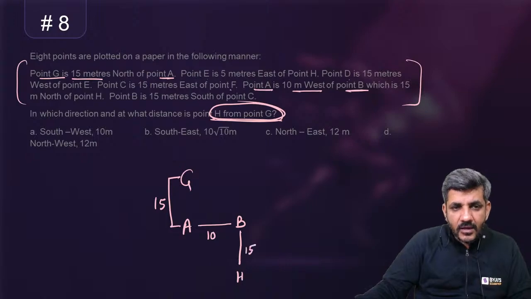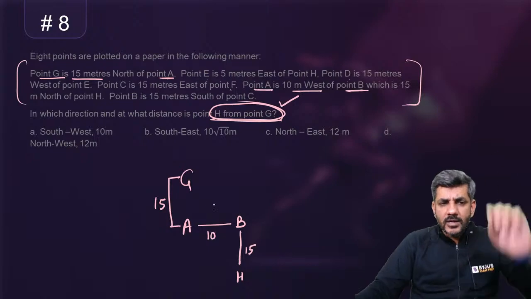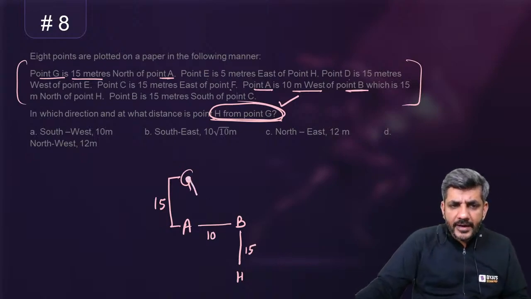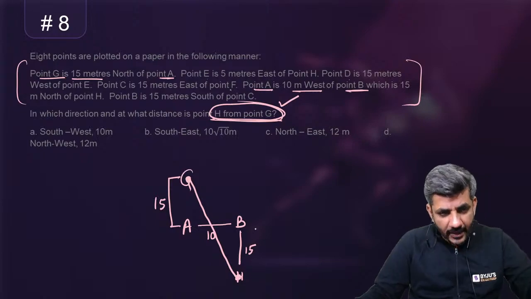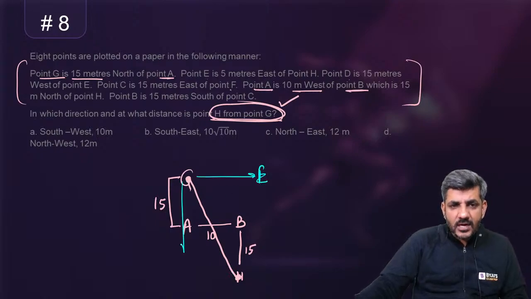This is 15. हमसे क्वेश्चन H और G का पूछ रहा था, वो तो आ गए ना. Forget about everything else now. So this point and this point, how far are they? This question is asking you that. First of all, it is definitely southeast, right? This is east, this is south. So this is southeast. Distance कितना है मुझे जानना ही नहीं.